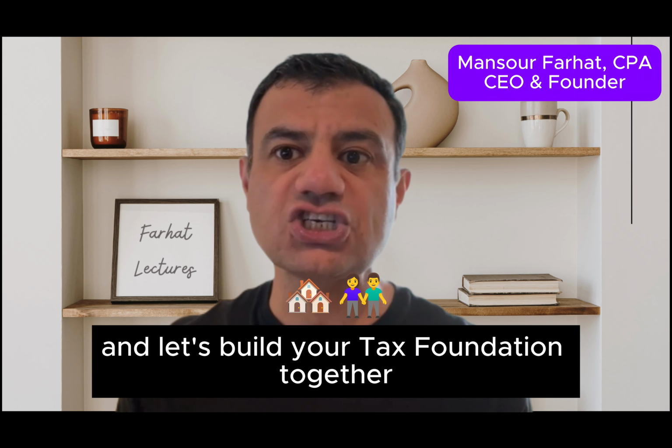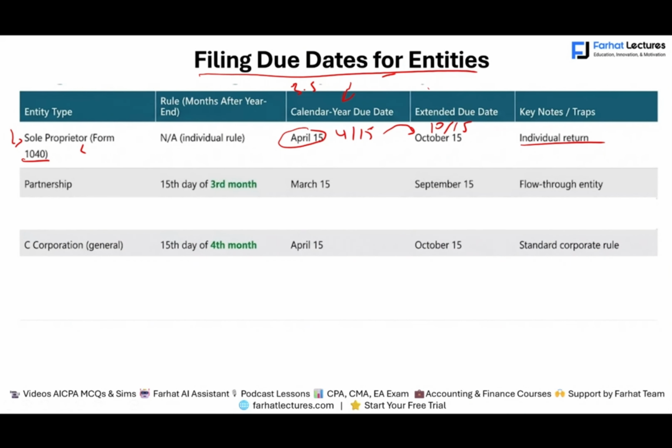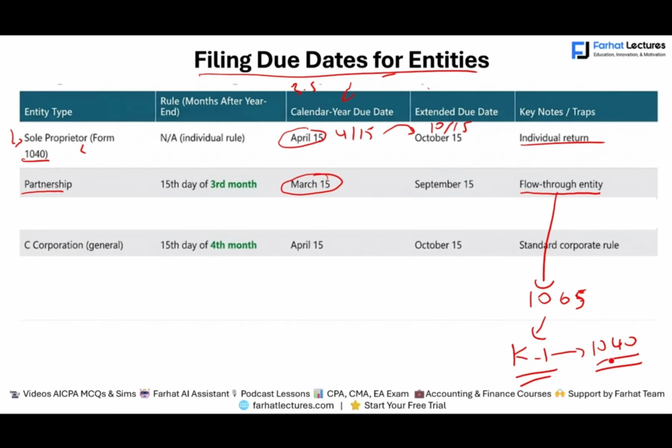Now let's discuss the partnership. The partnership due date is March the 15th. The partnership is a flow-through entity. The partnership completes a 1065 informational return. Then what they do, they issue what's called K1 to their partners. The K1 goes to the individual, and the individual will input the K1 information into the 1040. So you cannot complete your 1040 by April the 15th unless you have the K1.